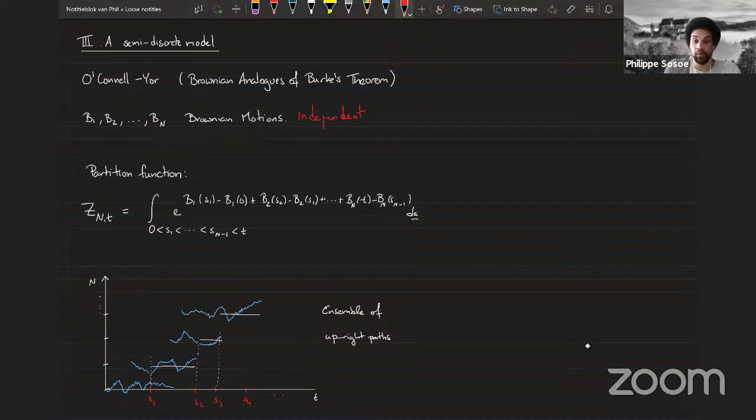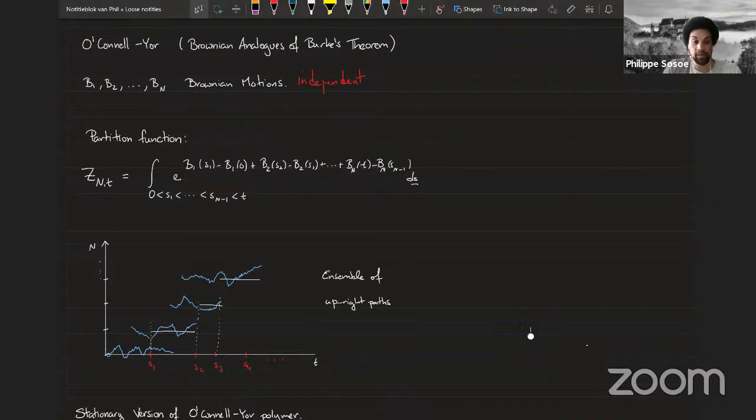How is it related to these polymer models? You can think of this n-1 fold integral as selecting an up-right path that is semi-discrete. It's a piecewise constant path that increases from discrete level 0 to discrete level n, and the times of increase, when we move from level 1 to 2, level 2 to 3, and so on, are the sj. You see a graphical representation here. We start at the first level.